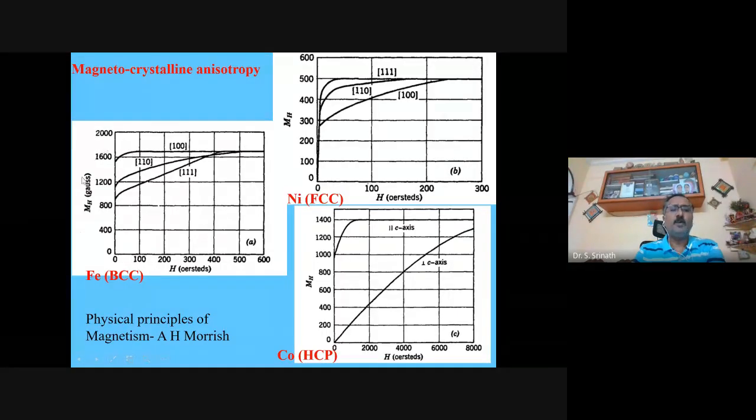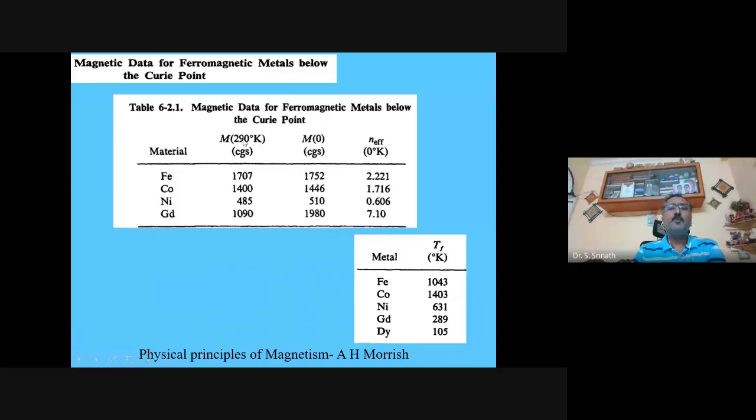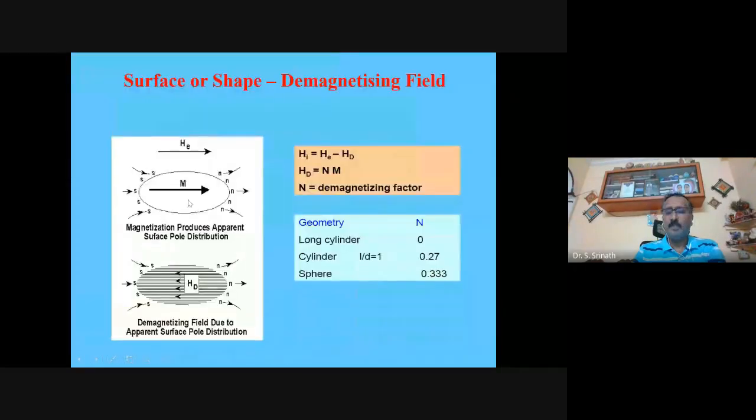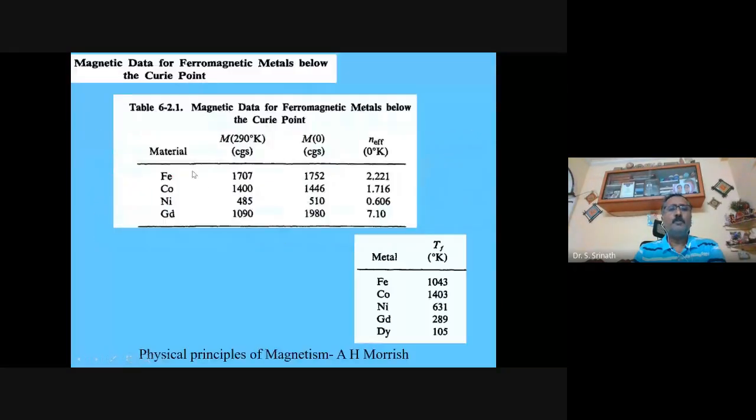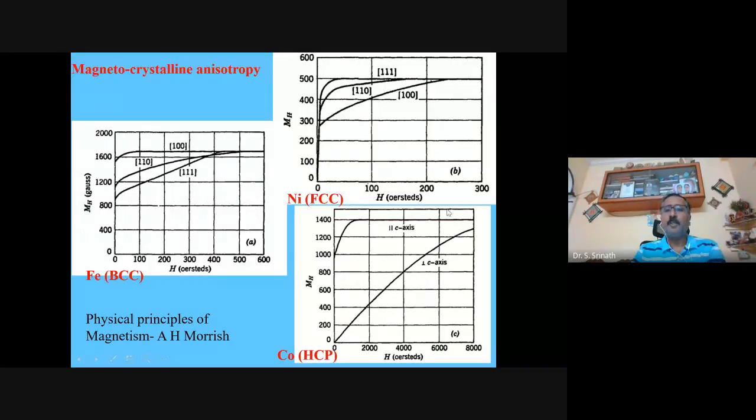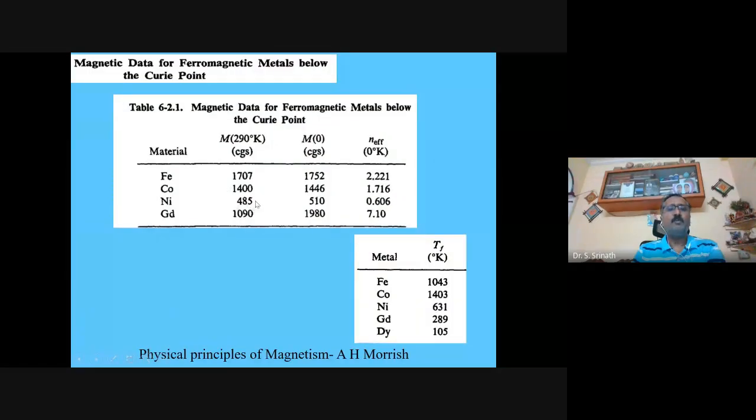Okay, this is like 1,700 Gauss. This gets 290. Of course, this is temperature dependent, you know. So for iron it is 1700, and for cobalt you see it is around 1400, and for nickel you see this is like 485, close to 500, and for gadolinium it is around 1090. And this is a saturation value.